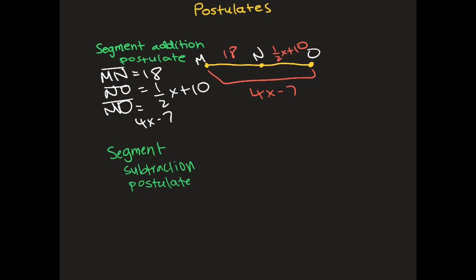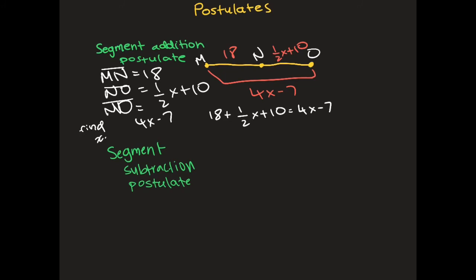So just as an example, let's go ahead and solve. It would just be 18, which is MN, plus 1/2 x plus 10, which is NO, is equal to 4x minus 7. And then we just solve for x. Also, I forgot to tell you, this problem is asking us to find x. So all we got to do to find x is just add like terms.